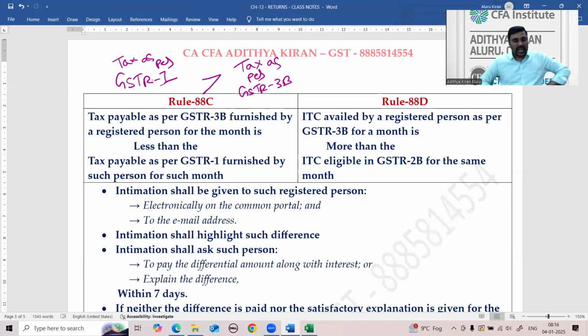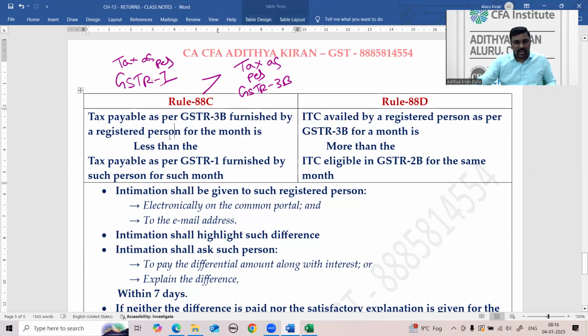First you have filed GSTR 1. We disclose some 10,000 tax. After that, when we are filing GSTR 3B, the tax is less. Whatever tax you are computing is less. Therefore, tax payable as per GSTR 3B, you can write in this way, or if you want strictly as per the board material: tax payable as per GSTR 1 furnished by the registered person for the month is more than the tax payable as per GSTR 3B.